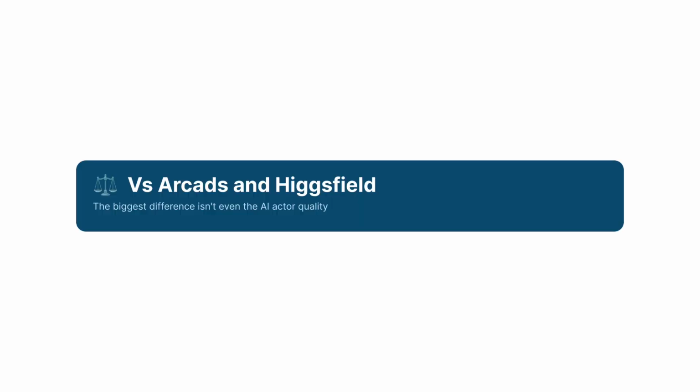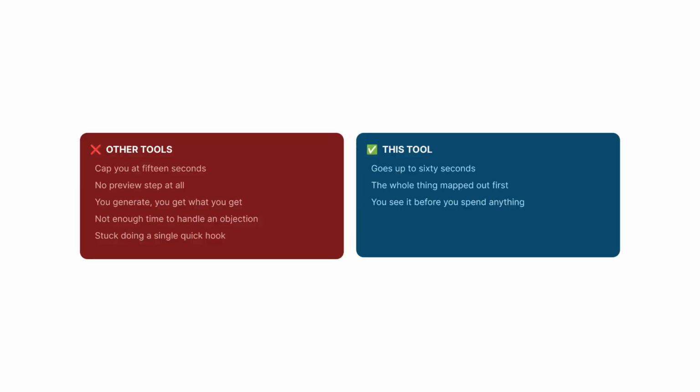I also get asked a lot how this is different from something like Arcads or Higgsfield, since those are kind of the names people already know in this space. And honestly, the biggest difference isn't even the AI actor quality. They're all pretty close on that at this point. It's that those tools cap you at 15 seconds and they don't have a preview step at all. You generate, you get what you get. 15 seconds also just isn't enough time to actually handle an objection or tell any kind of story in the ad. You're basically stuck doing a single quick hook and hoping it lands. This tool goes up to 60 seconds and you see the whole thing mapped out before you spend anything.